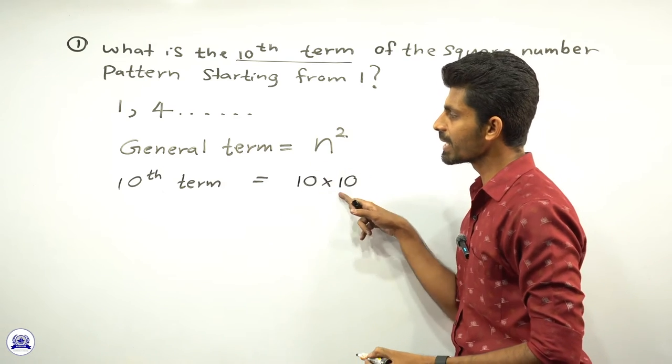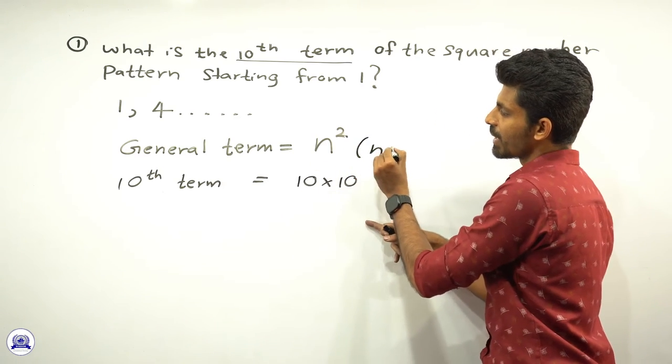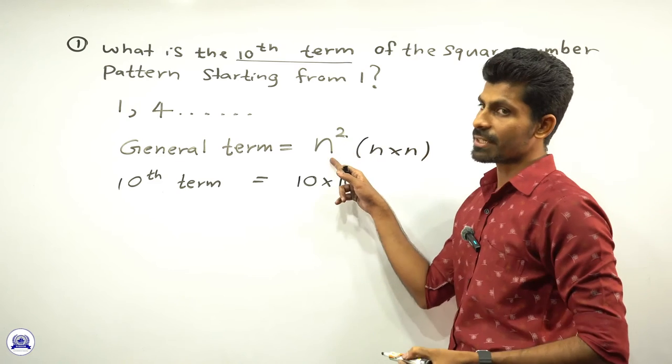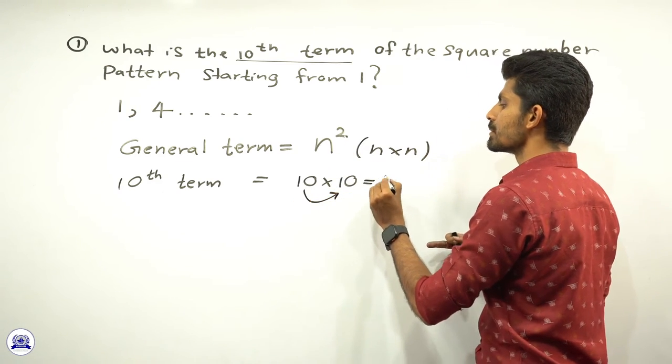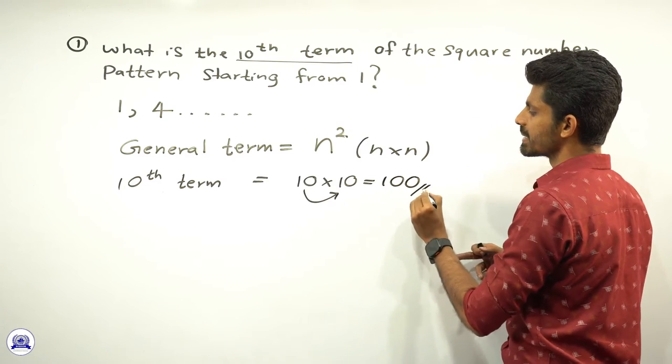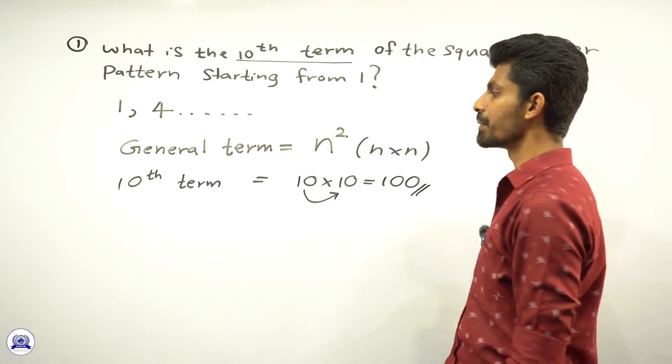Instead of n, we can substitute 10. N squared means n into n. Instead of n, we can substitute 10. 10 into 10, what is the value? 100. 10 into 10, 100.